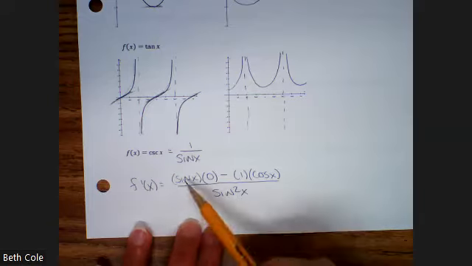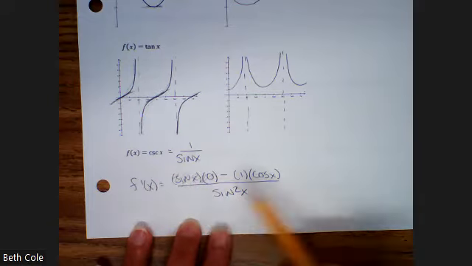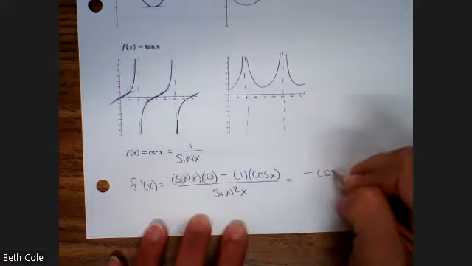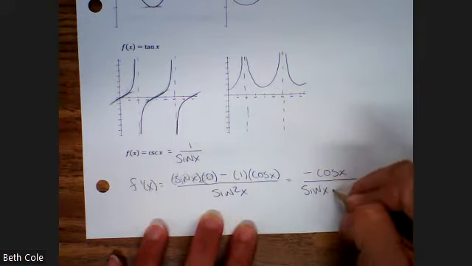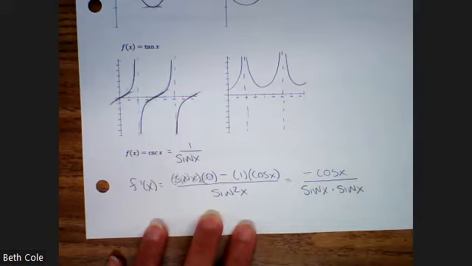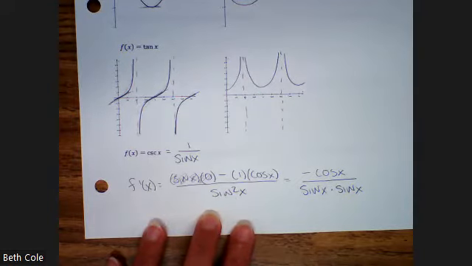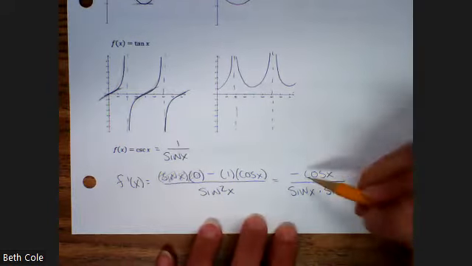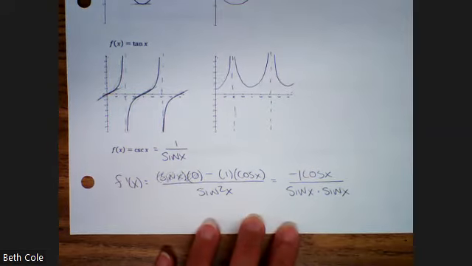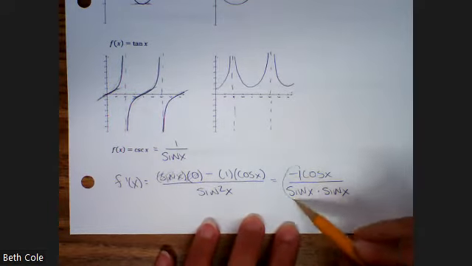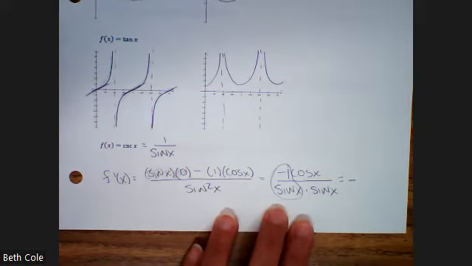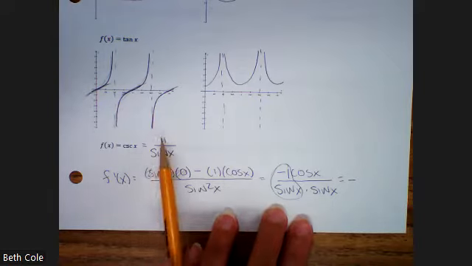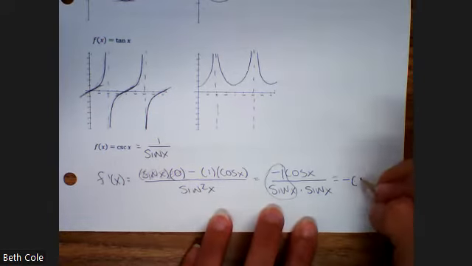So simplifying that down, this part's gone because that's just 0. So you would have negative cosine of x over sine squared. I'm just going to write it as sine times sine, because that's what squared means. It means you have two of them. And I'm also going to put a 1 in front of that cosine. I'm going to break it into two parts. If we do negative 1 over sine, that would be negative what? We just said 1 over sine was equal to what? 1 over sine is cosecant.